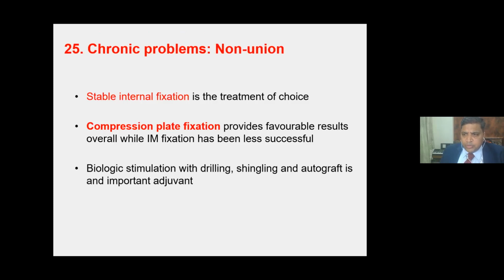Further, for chronic problems like non-union, stable internal fixation is the treatment of choice. And usually it is only compression plate fixation in non-union cases. It has got the most favorable successful results.